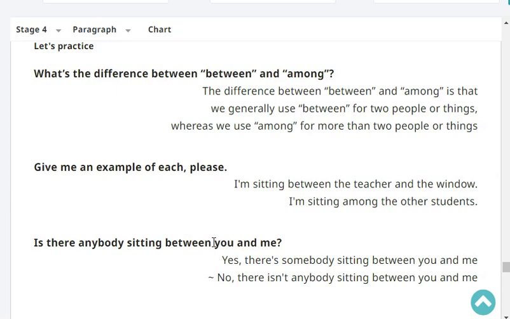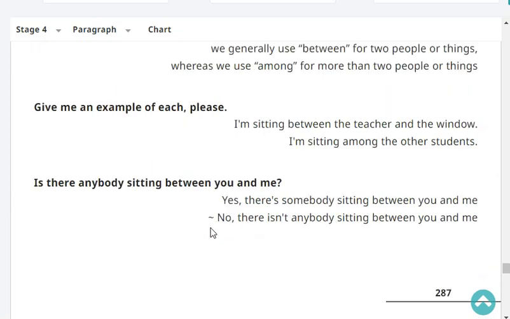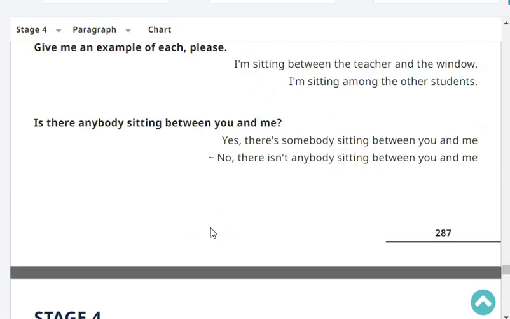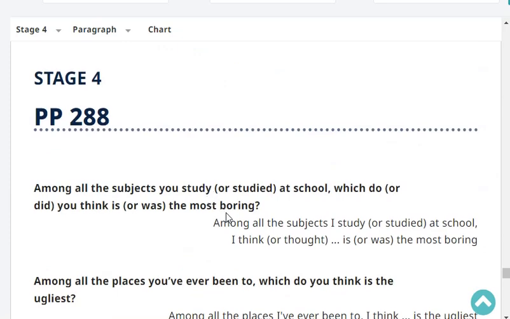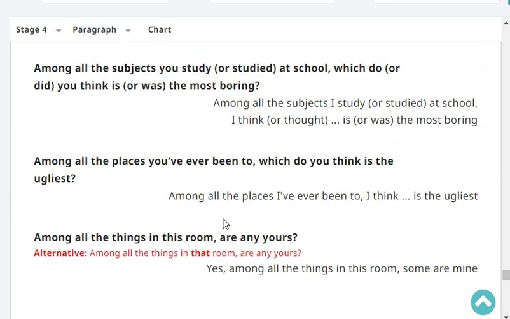I'm sitting between the teacher and the window. I'm sitting among the other students. Is there anybody sitting between you and me? Yes or no? No, there isn't anybody sitting between you and me.